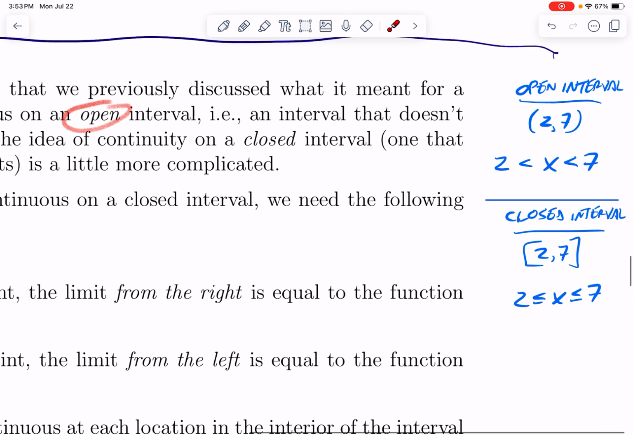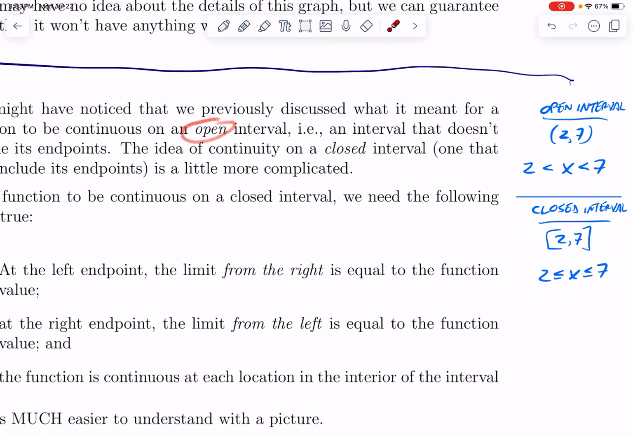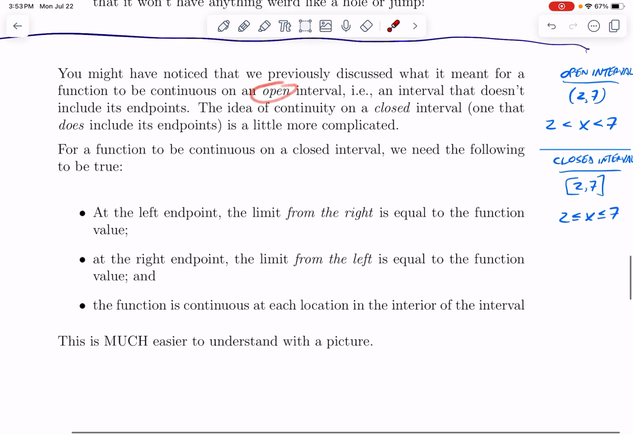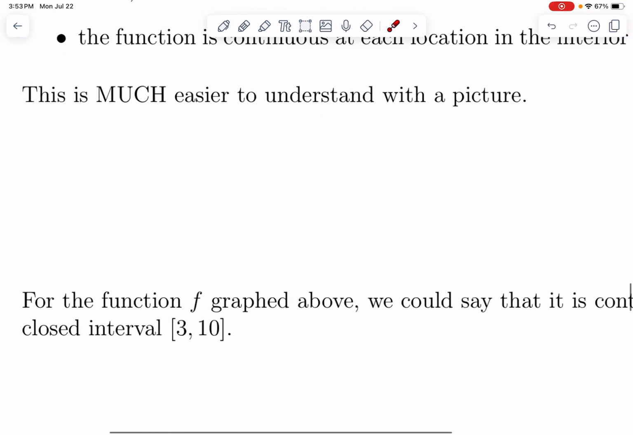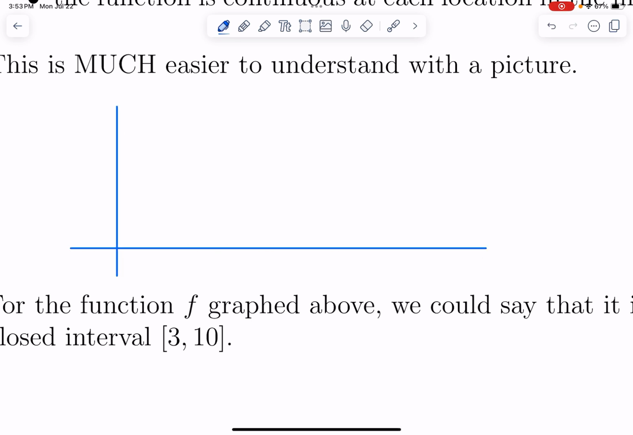So we'll extend our idea of being continuous on a particular zone or interval, but with closed intervals, it's a little more complicated. So I'm just going to draw a picture first. Let's draw a picture like so. And suppose here's x equals 1, and here's x equals 8. And we're going to draw the graph of y equals f of x. And let's suppose it looks like this.